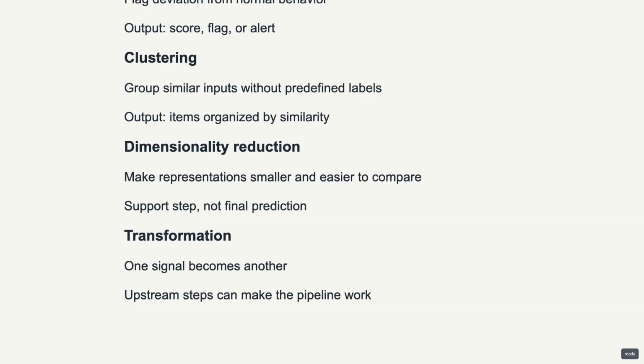This family is easy to miss because it often sits before the visible task. Yet a good transformation step can be the difference between a noisy stream that fails and a stable one that the rest of the pipeline can handle.